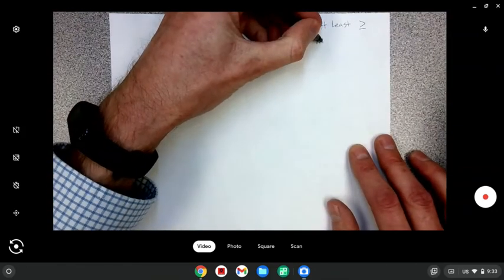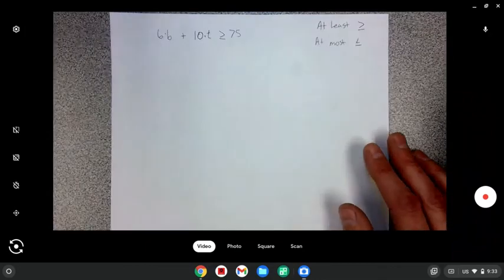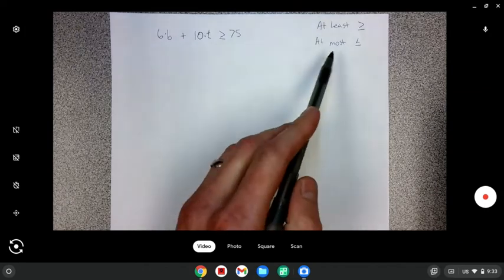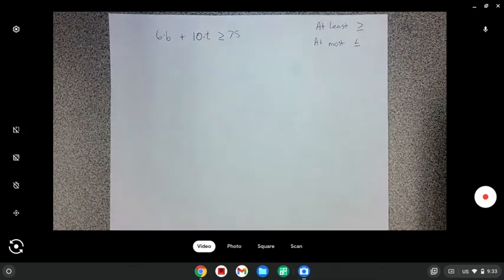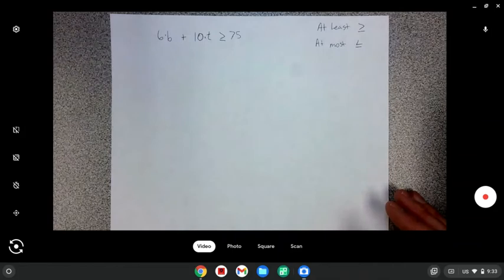The other side of that, at most. You can have at most 3 people over for your birthday, whatever. At most is going to be less than or equal to. So that's at most.